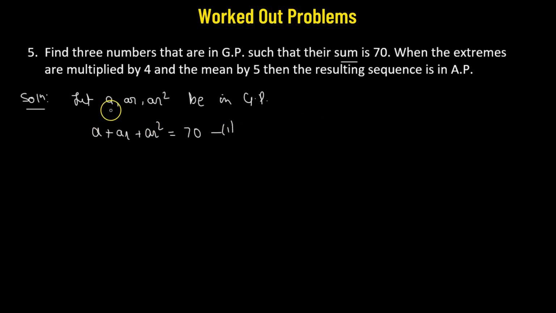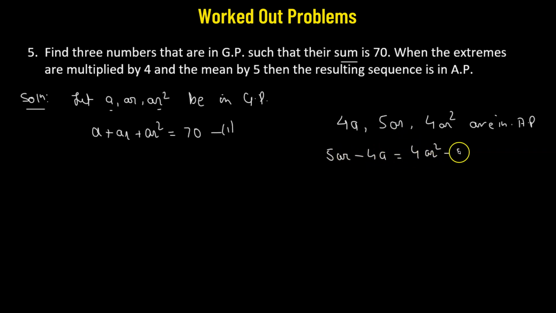And it's given that when we take the extremes and multiply them by 4, so we have 4A and 4AR squared, and the mean, which is the middle term, multiplied by 5, these 3 numbers are in arithmetic progression. Fine. Now if they are in arithmetic progression, then the common difference must be equal. That means the second term minus the first term must equal the third term minus the second term. 5AR and positive 5AR combine to give us 10AR equals 4AR squared plus 4A.